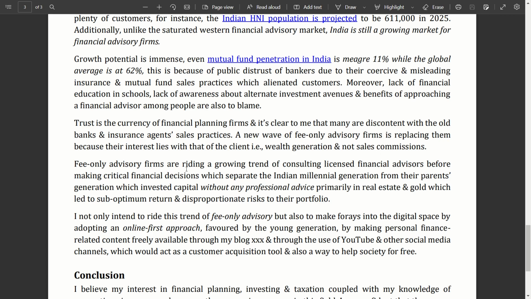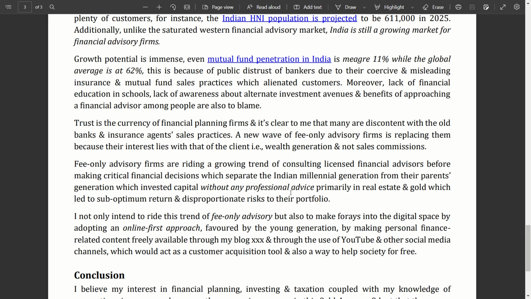Fee only advisory firms are riding a growth trend of consulting licensed financial advisors before making critical financial decisions, which separates the Indian millennial generation from their parents, who invested capital without any professional advice, primarily in real estate or gold, which led to suboptimal returns and disproportionate risk to their portfolio.